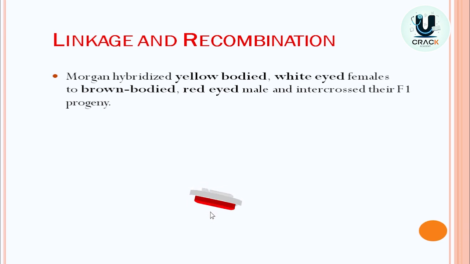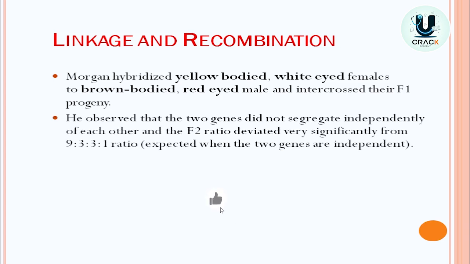Morgan hybridized yellow-bodied, white-eyed females to brown-bodied, red-eyed males and intercrossed their F1 progeny. He observed that the two genes did not segregate independently of each other, and the F2 ratio deviated very significantly from the 9:3:3:1 ratio.